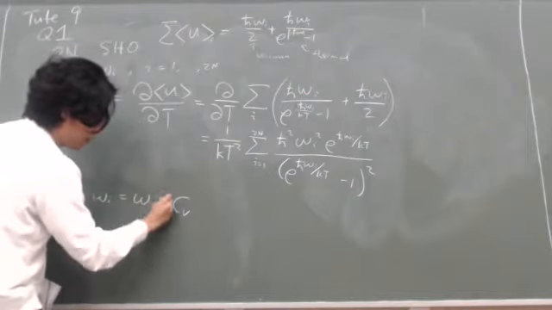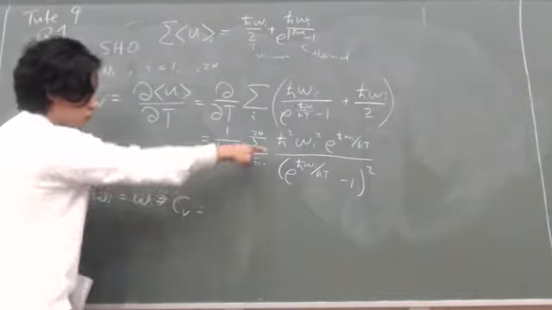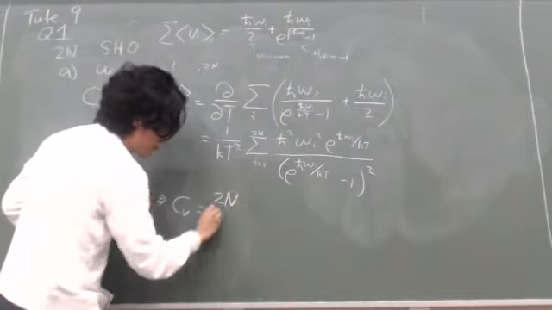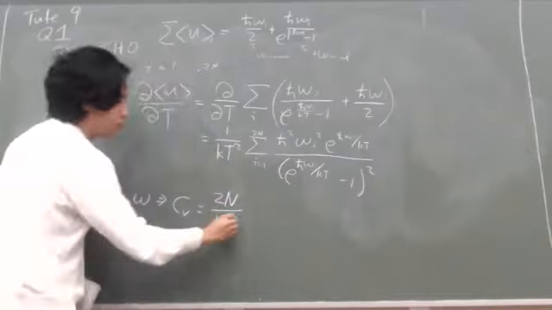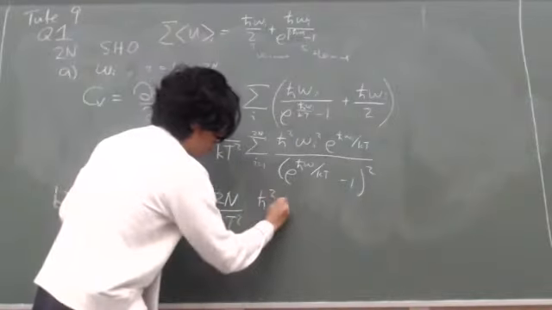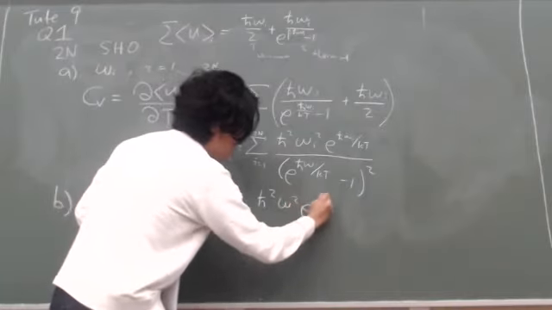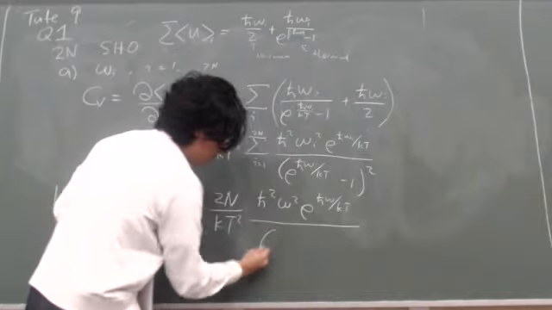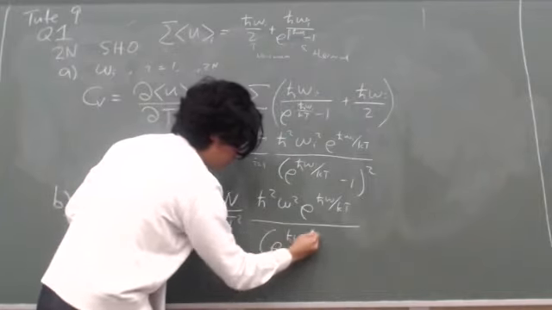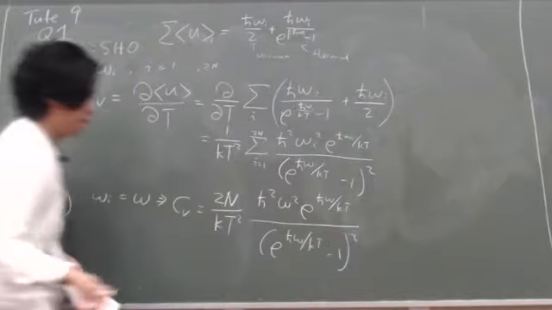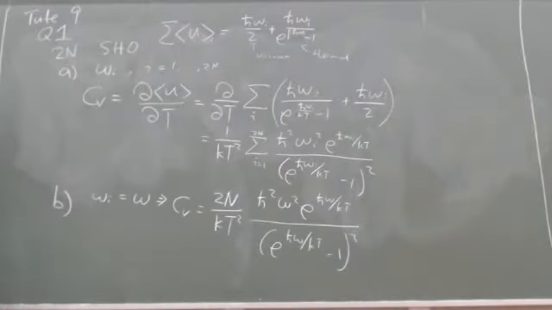So CV is equal to just this expression, but without the sub-indices. So 2N divided by kT squared, H bar squared, omega squared, e to the H bar omega on kT, divided by e to the H bar omega on kT minus 1, squared. And that's it. That's really all you have to do.